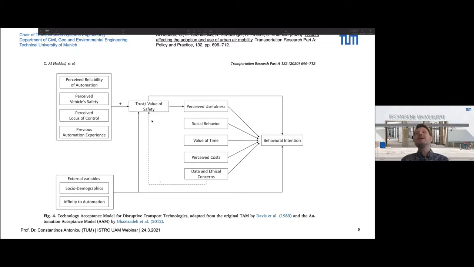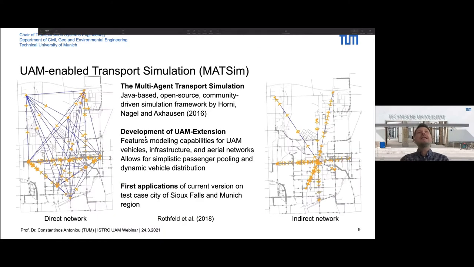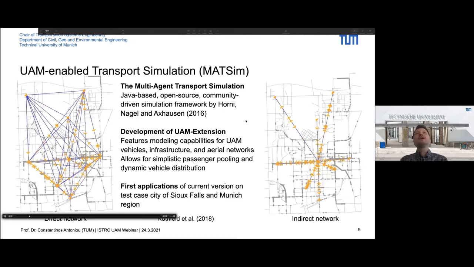And here we see, for example, the biggest difference was that we had to add this component here about trust and value of safety. So obviously the fact that people will be driven around in a flying autonomous vehicle makes these considerations more significant, more important. And it's important, therefore, for us as researchers and developers, policymakers working in this field, to try to address them preemptively to ensure success. Now, of course, we also need simulation.